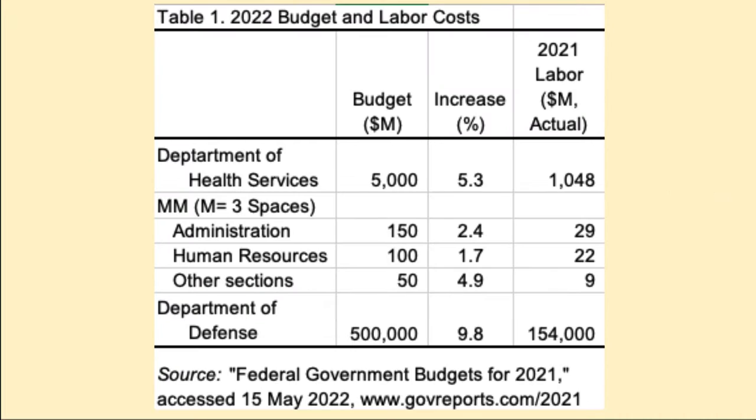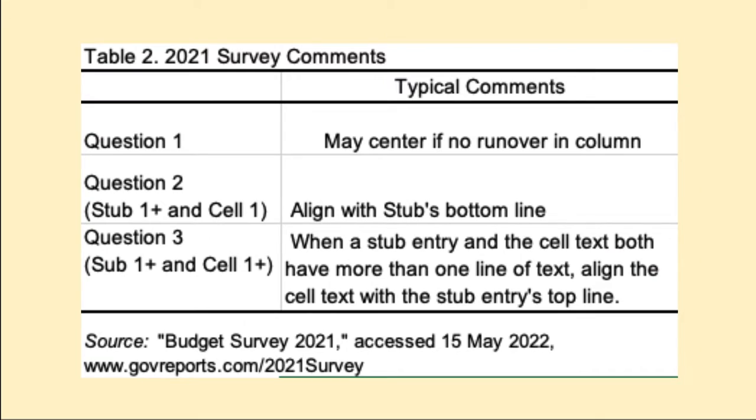Do I have that in an example? I'll probably get to it. Oh, there it is. This is an example. So here, just pretend everything was like the first question, number one. You may center it if there's no run over in the column. So this would be center.